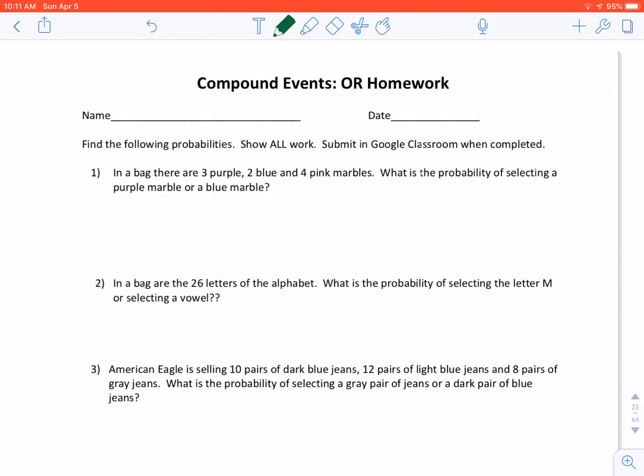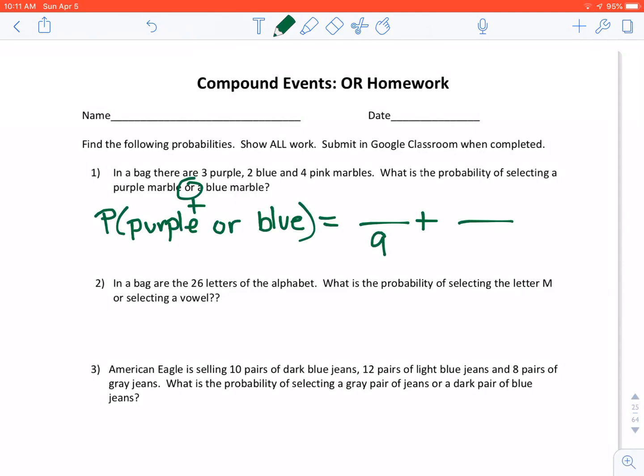Okay, number 1 asked you to find the probability of selecting a purple marble or a blue marble. Okay, we know our keyword or means add, and there are 2 fractions that we are adding together. You want to find what your total is. So we have 3 plus 2, which is 5, plus 4 is 9. Okay, so both of them have a total of 9. There are 3 purple marbles in the bag. There are 2 blue marbles in the bag.